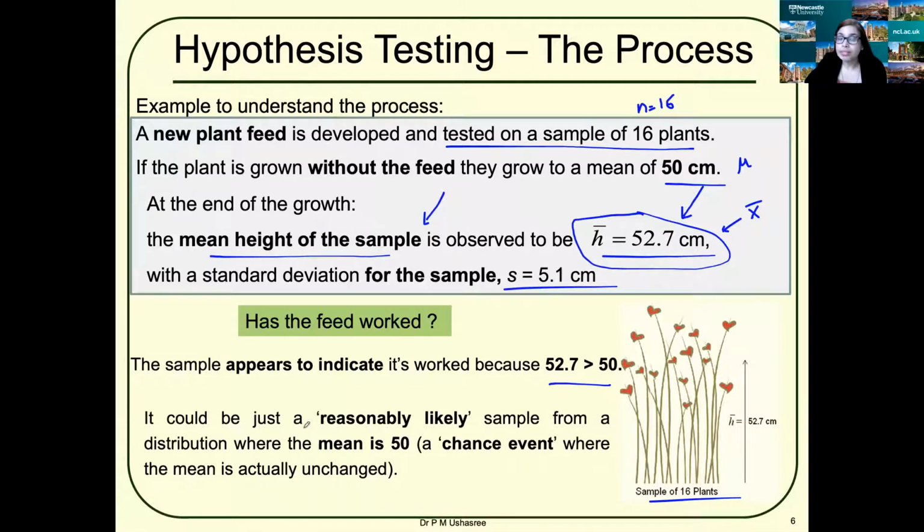So it could be just a reasonably likely sample from a distribution where the mean is 50. That is a chance event where the mean is actually unchanged. It could be that also, yeah? So how are we going to test this?